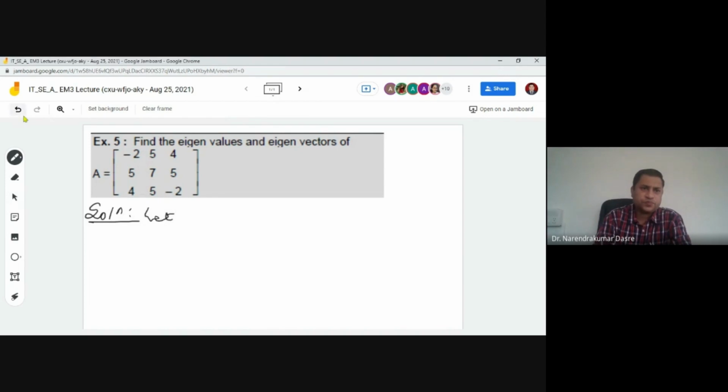Let A be equal to the matrix. Write the entries carefully: -2, 5, 4, 5, 7, 5, 4, 5, -2. Okay, so this is the given matrix.